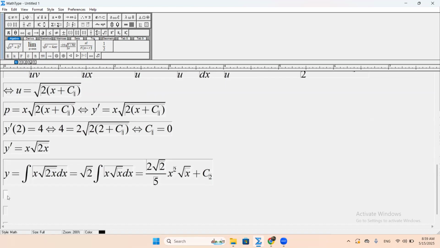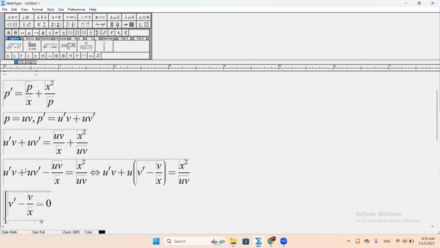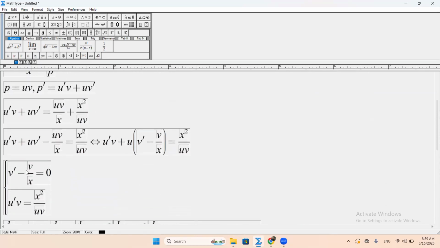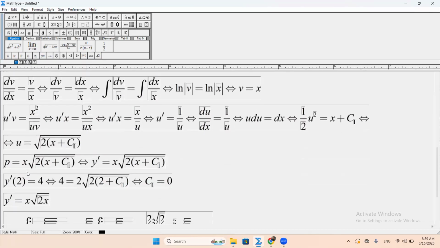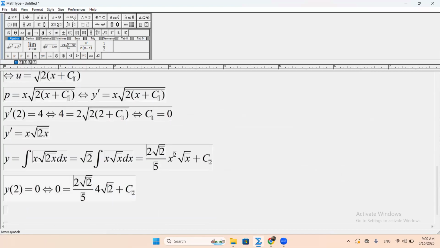So y from 2, let me look what does it equal. So y from 2 equals 0. So we have the following expression. So 0 equals, okay, and let us substitute here 2. So 4 square roots of 2, so plus c2.